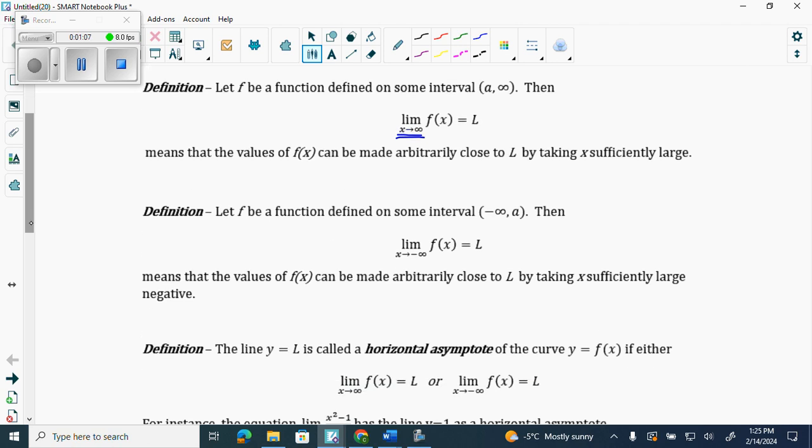Now this one is saying, let f be a function defined on some interval from negative infinity to a, so less than a. Then the limit as x approaches negative infinity of f of x equals L means that values of f of x can be made arbitrarily close to L by taking x sufficiently large negative. So like negative 1,000,000, negative 1,000,000,000, and see what it gets closer to using a table like we did at the very beginning.